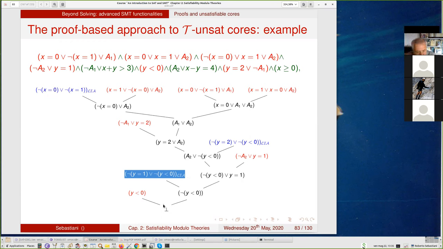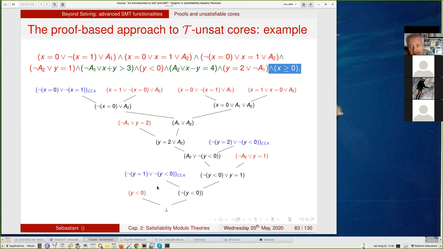Okay, so since we were able to produce this proof, and since this is valid, this means that the set of red clauses here is an unsat core. So you can produce the same unsat result by starting only from this red subset. You don't need the green clauses here. So the leaves minus the theory lemmas are an unsat core for the original formula.